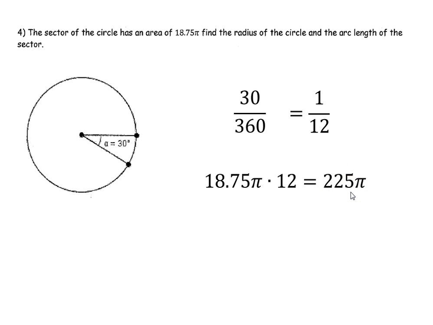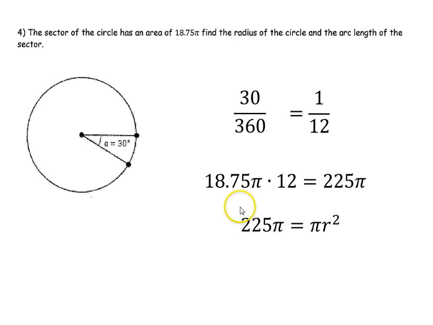This number is the area of the whole circle. And I found that because I knew the area of this piece, and I know that there are 12 of them in the circle, so the area of the whole circle must be 225 pi. I'm not looking for the area of the circle, however. I'm looking for the radius of the circle.